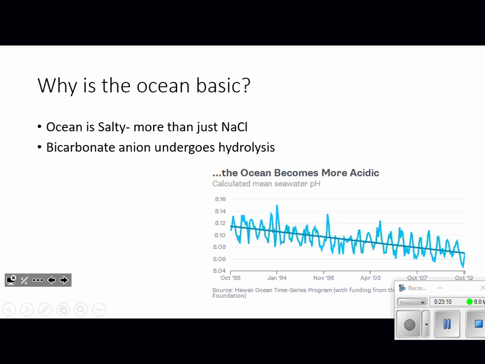Last class, I mentioned to you that the ocean is basic. It has a pH above 7. And yet the more carbon dioxide in the air is lowering that pH slowly.